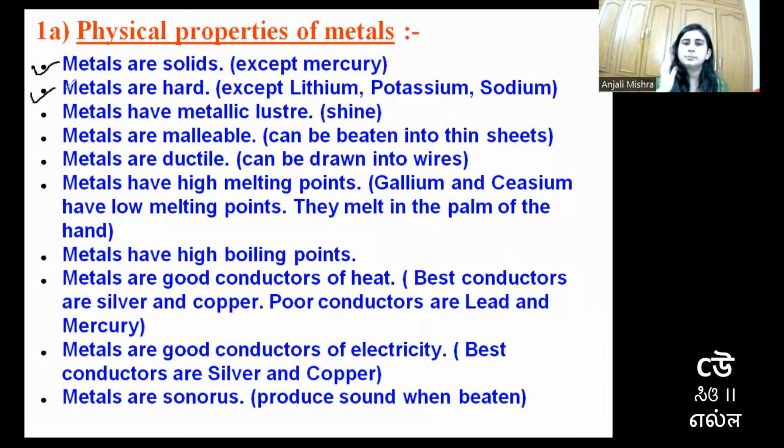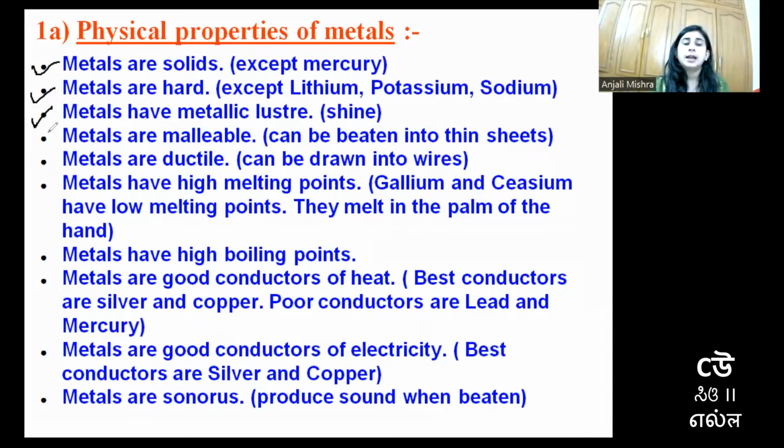Next one is metals are hard. Ab obviously agar metal solid hai toh wo hard bhi hogi, but again exception toh hona hi hai. So we have exceptions such as lithium, potassium and sodium. These are those metals which are not hard. Moving on, next property is metals have metallic luster. Yani jabhi bhi hum koi metal ko dekhenge, you will notice that wo shiny hai. They are lustrous, they have shine in them. So we can say metals have metallic luster.